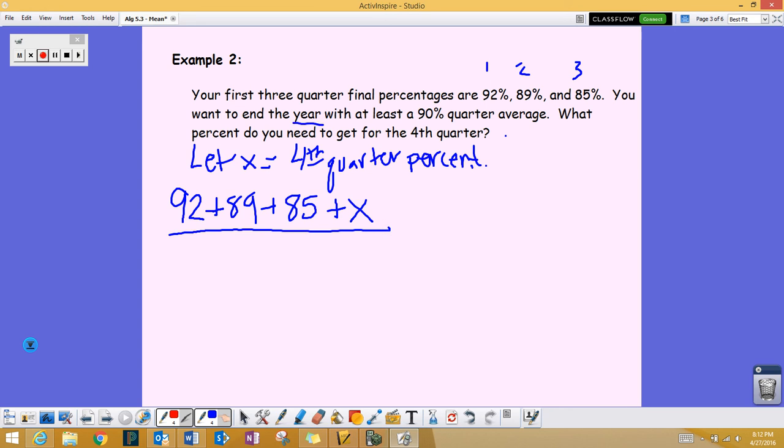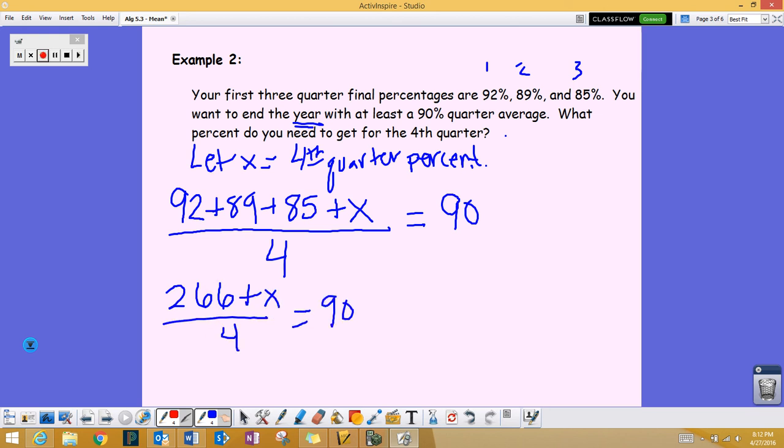we're trying to find a mean here, because we're trying to end the year with at least 90%. So a total overall all year long. And we're dividing by, there's 4 quarters here. We want that average to be 90. So we set it equal to 90. And now we need to simplify and make sure that we're solving here for X. So if we add 92 plus 89 plus 85, we get 266. Plus X divided by 4, which equals 90.